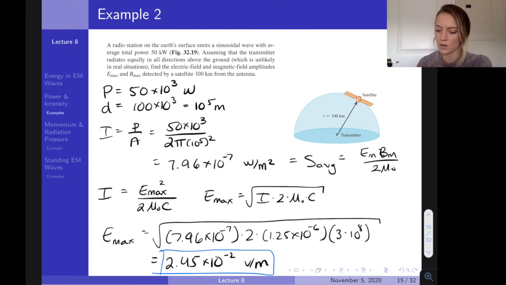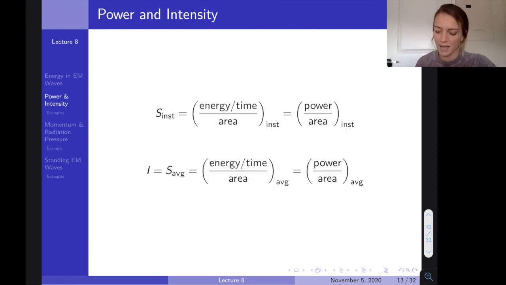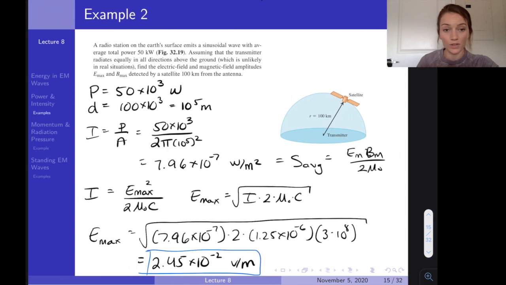So it's important to note here that they gave us the average power. They told us that this 50 kilowatts was the average power. If we had the instantaneous power, we wouldn't have been able to use S average, because it doesn't really make sense to mix an instantaneous power and an average intensity. So we needed the average power in order to make that I equals P over A substitution in this first step right here.